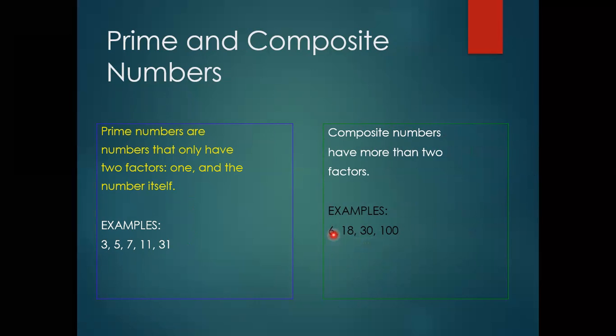For 6 we can write 1 multiplied by 6 and also 2 multiplied by 3, right? So 1, 2, 3 and 6 are the factors of 6. So we are getting more than two factors. If we are getting more than two factors for a number, then that number is called a composite number. So prime numbers have only two factors, and composite numbers have more than two factors.